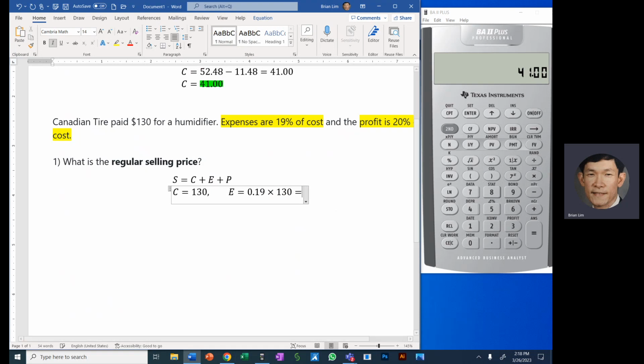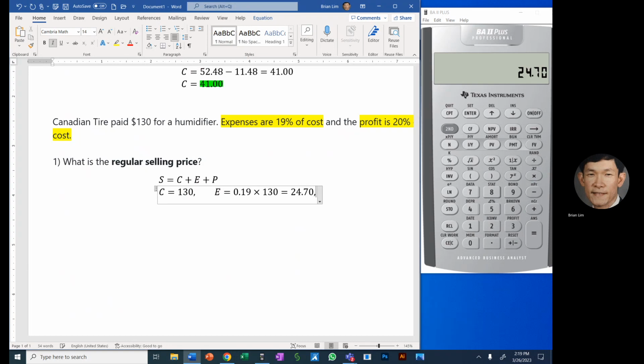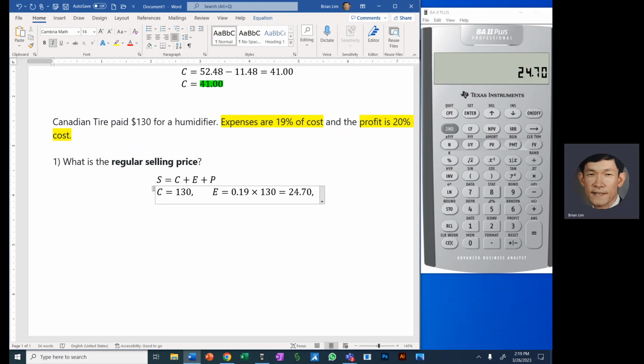So that is equal to, well, let's put in the 19%. And then we multiply by the cost, which is 130. 130, so that comes out to be $24.70, 24.70. Now we do have the profit.